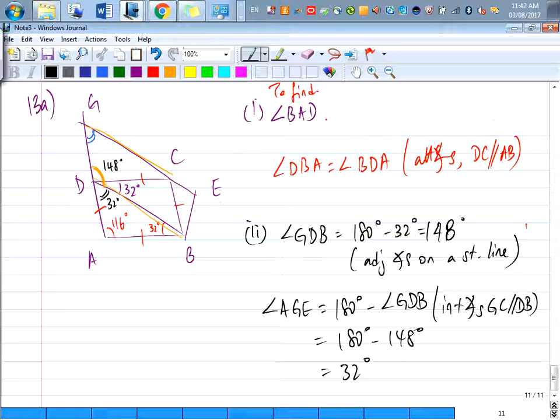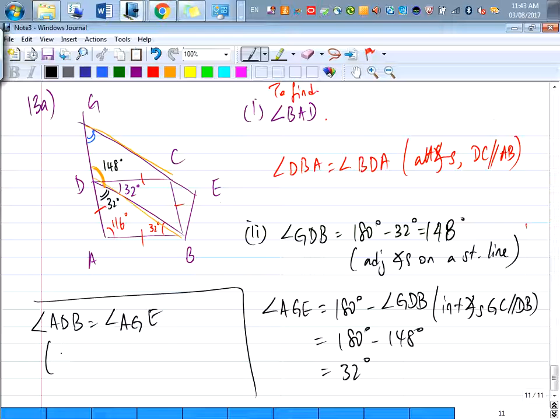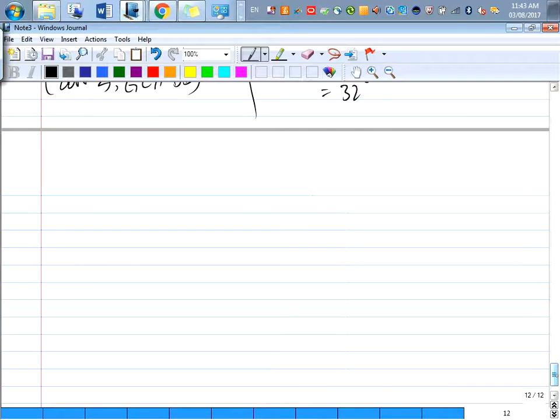A, D, B. What do you mean? Can you try again? DB parallel to GC, yeah, then. Oh, yeah, you could have just said that. Angle ADB equals angle AGE. This is because they are corresponding angles, and GC parallel to DB. Okay, shorter method. Any questions? Otherwise, I'm going to part B.